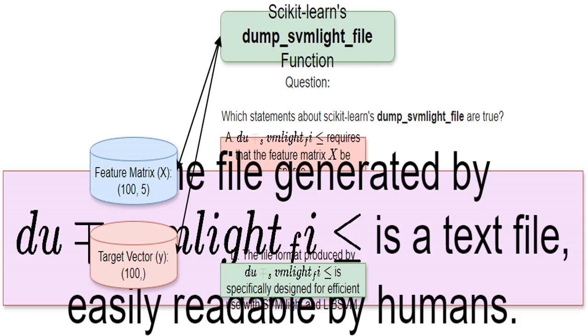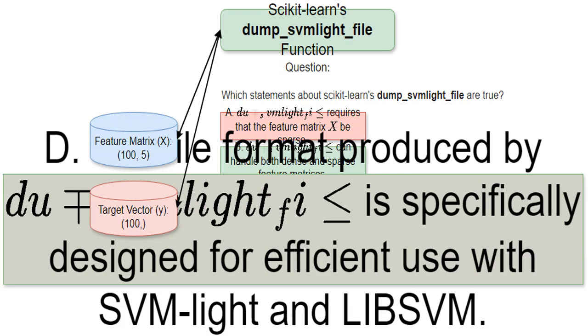This tells us that the dataset we're considering has a feature matrix. It is a 100 by 5 matrix, meaning 100 data points, each described by 5 features. We also have a target vector, a list of 100 values, one for each data point in the feature matrix. This vector shows the correct classification or value associated with each data point.